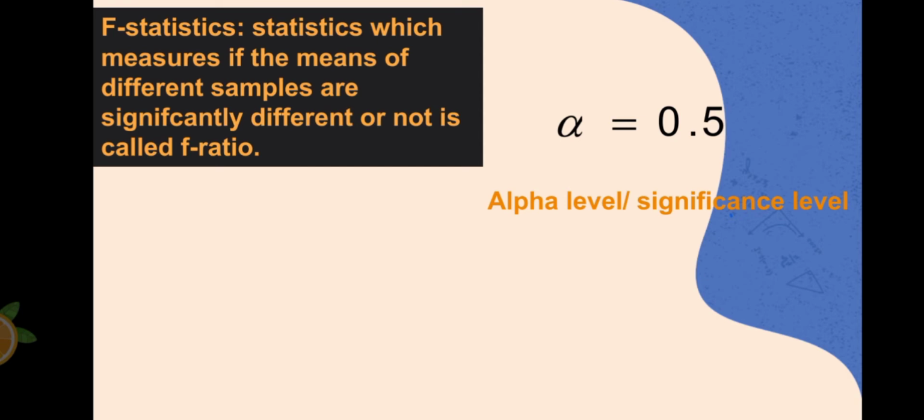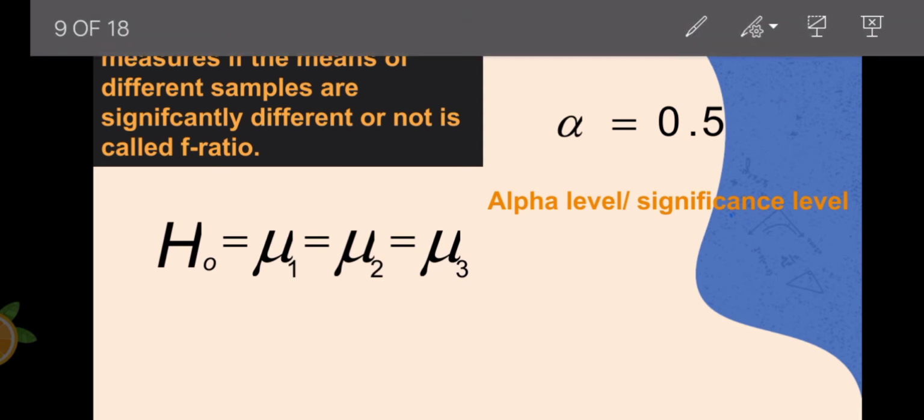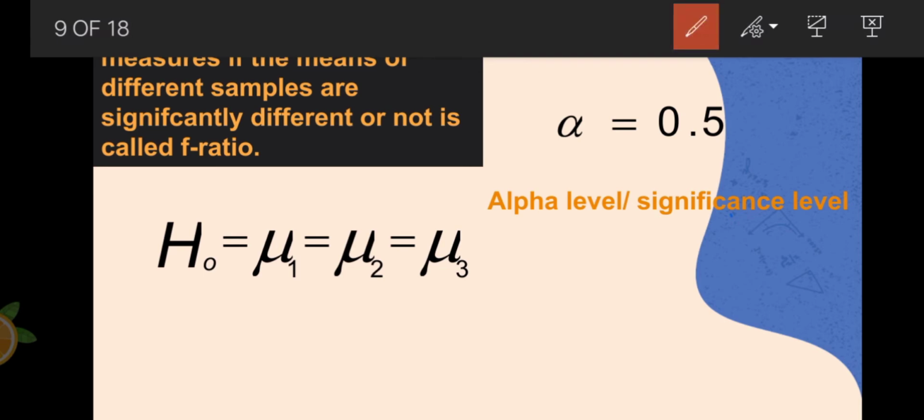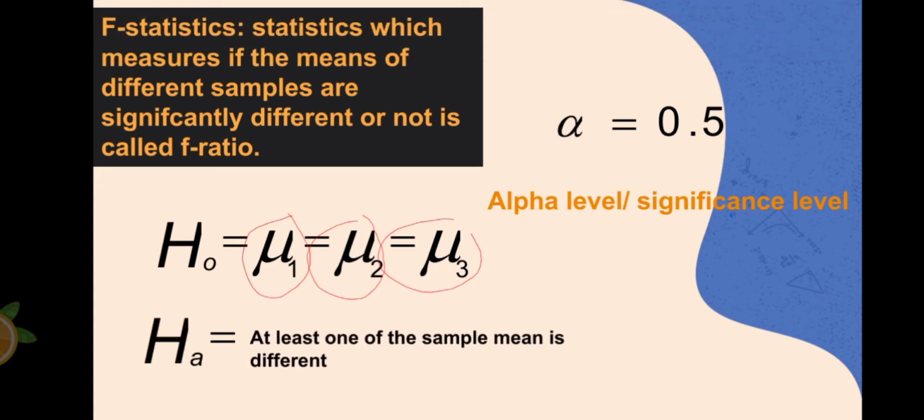And I will be stating my hypotheses here. So we have our null hypothesis. The null hypothesis in ANOVA is valid when all the sample means are equal or don't have any significant difference. So if we say that mu sub 1 is equal to mu sub 2 is equal to mu sub 3, that's our null hypothesis. Now our alternative hypothesis will be that at least one of the sample means is different from the rest of the sample means. They don't all have to be different, just one of them.